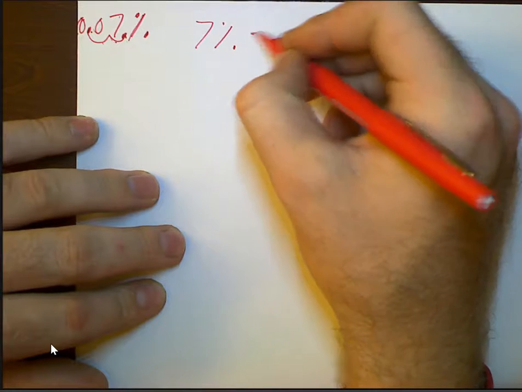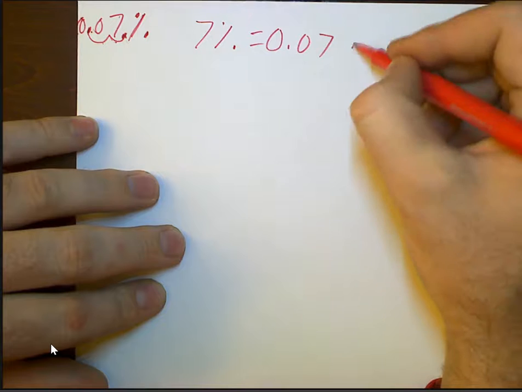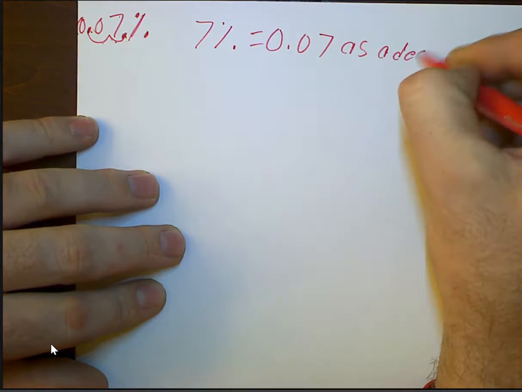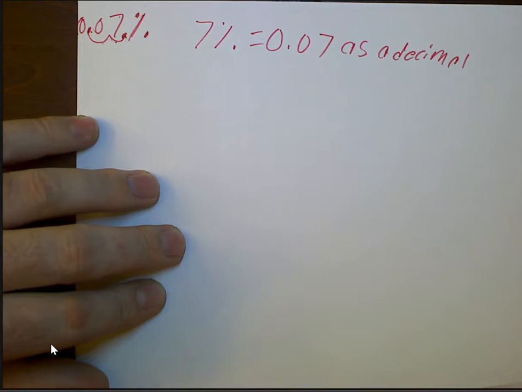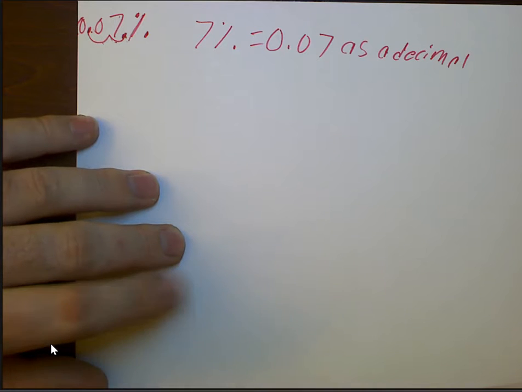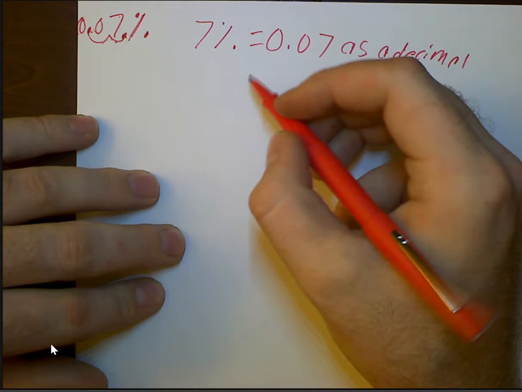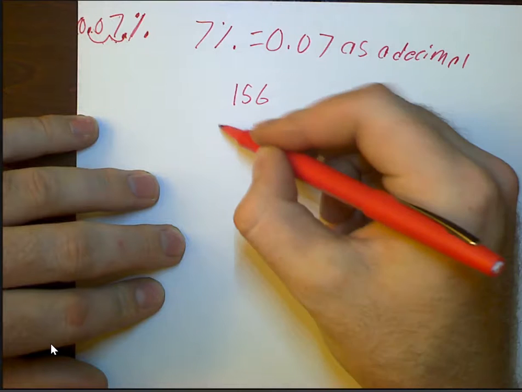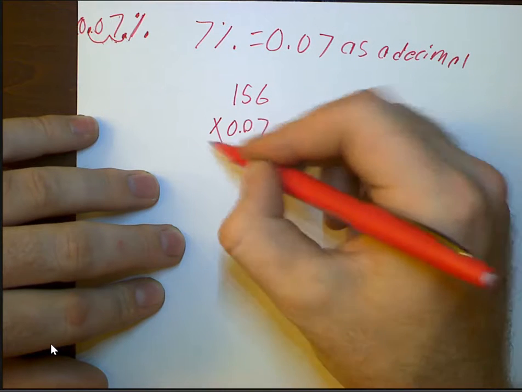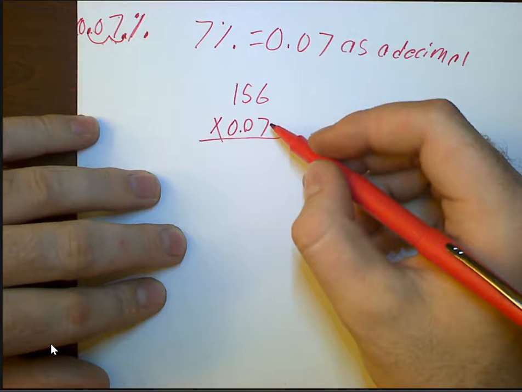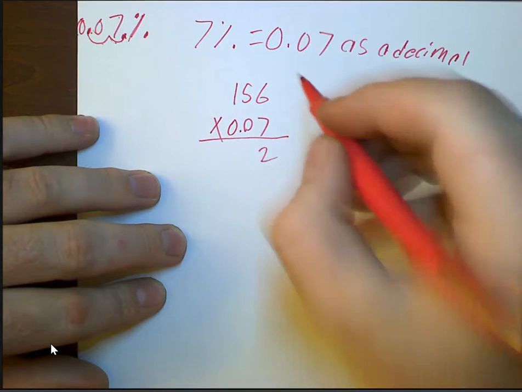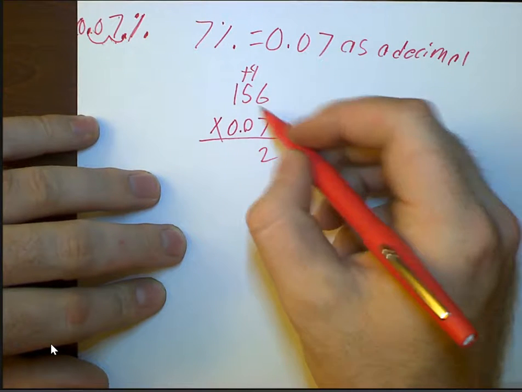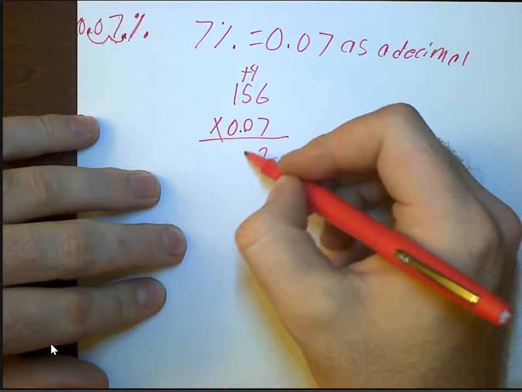7% equals 0.07 as a decimal. Okay? Now we can multiply. What that multiplying does is it tells you what 7% of $156 is. Dollars is, sorry. So now we multiply. 7 times 6, 42. Just go through and multiply. It's 39.